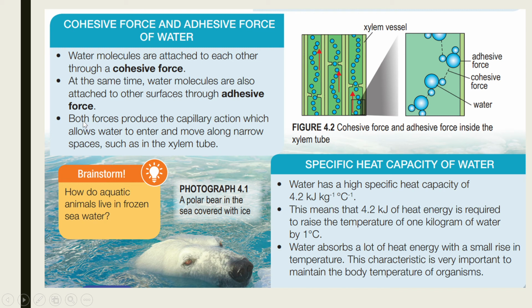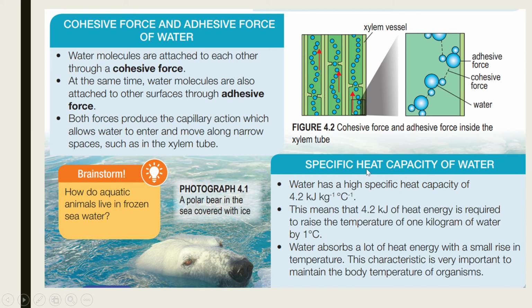Because of these two forces, it is able to produce capillary action. Take note of capillary action, which we will discuss further in Form 5, in the chapter on transport in plants. This is very essential, which allows water to enter and move along this narrow space, the xylem tube, and to enable water to be transported throughout the plants from the roots to the other parts of the plants, against the gravitational force.